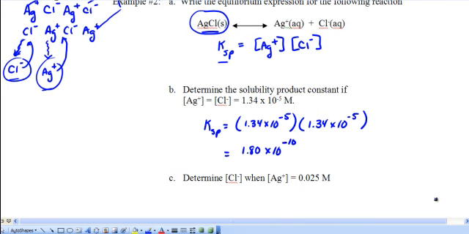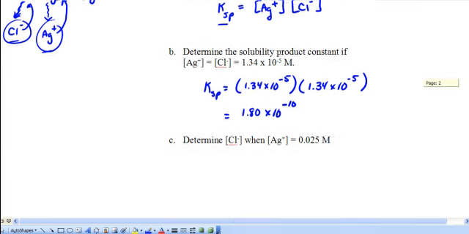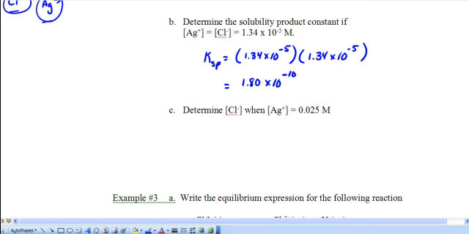Now for part C, determine the chloride ion concentration when silver ions equal 0.025 molar. You're going to be using the same equation, but now you know KSP, and they give you the silver. You just need to solve for this unknown.